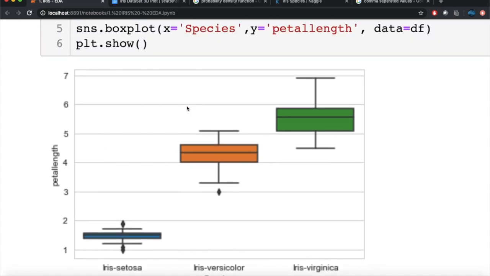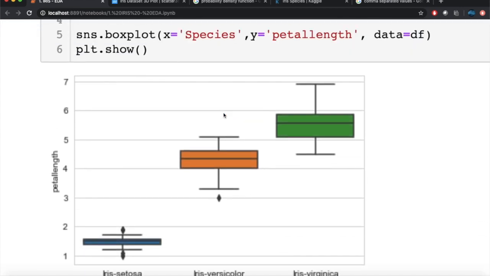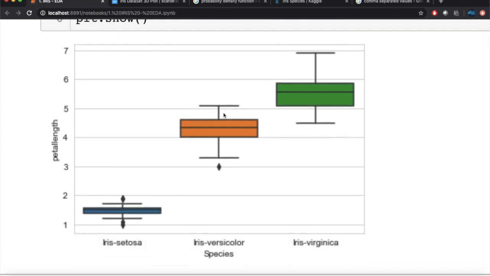So using a box plot, we get the minimum value and maximum value, these are called whiskers, and we get the mean value, the 25th percentile and the 75th percentile. So this is the use of the box plot: to visualize basically the mean, and get to know about the data sets and how they are ranging.